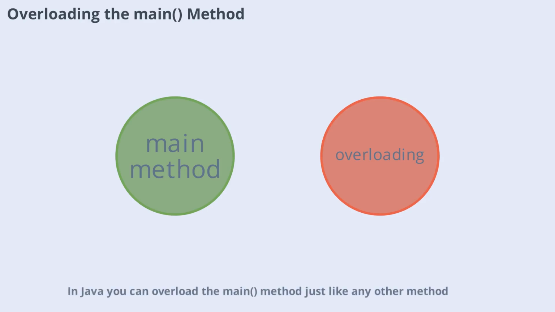In Java, you can overload the main method just like any other method. This means you can define multiple main methods with different parameter lists. However, only the standard main method with the String args parameter is used as the program entry point. Other overloaded versions can be called from within your code as needed.